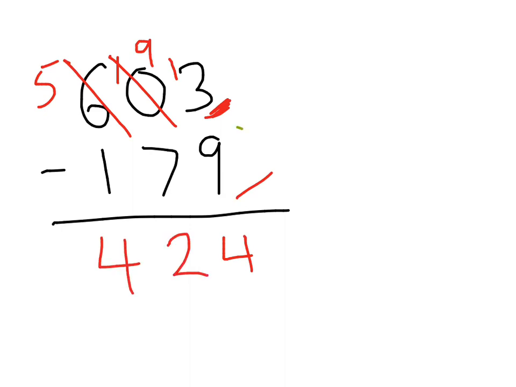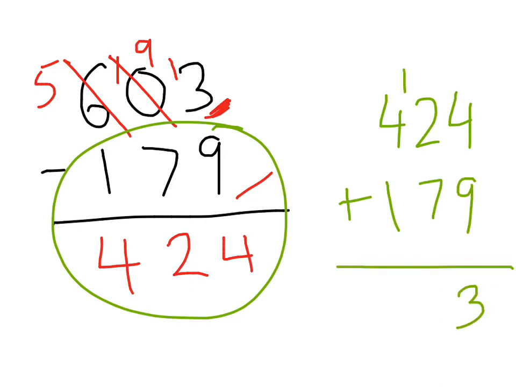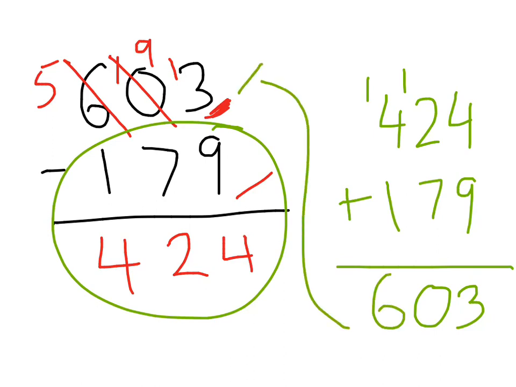Again, always check your answer. These two, if I add them, 424 plus 179 gives me 13. That gives me 10. Good, and I'm back at my original number. That's it.